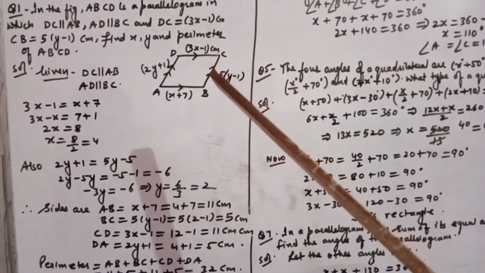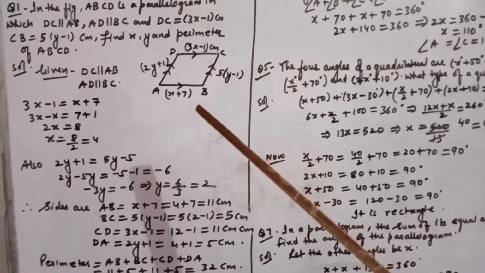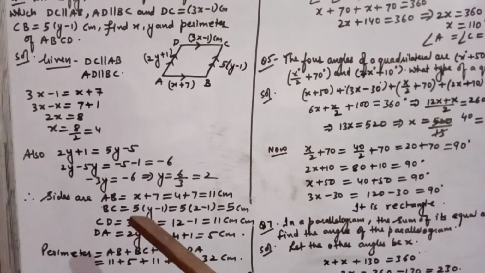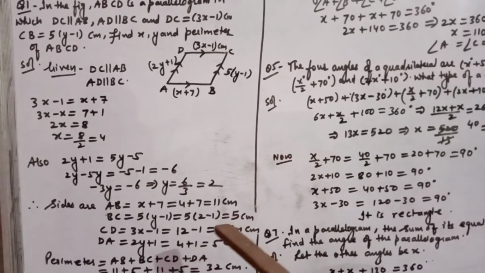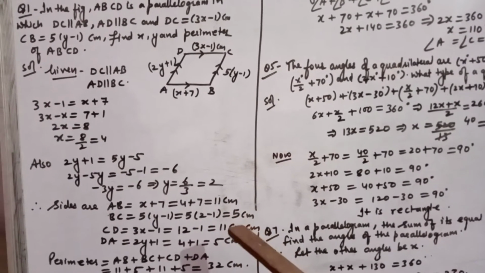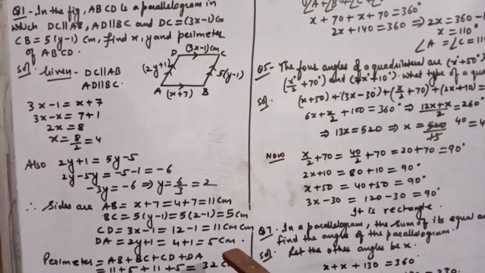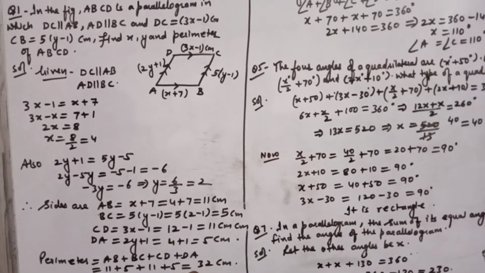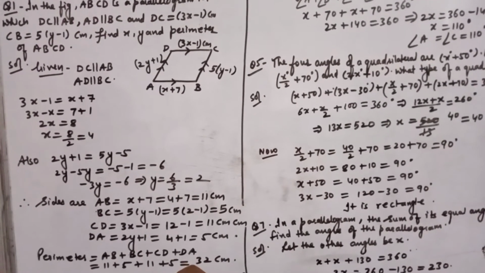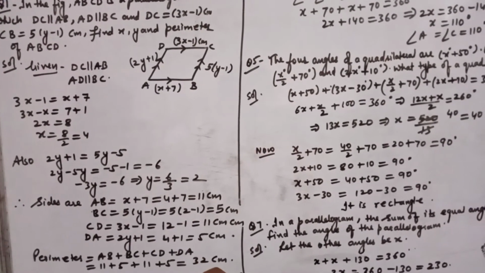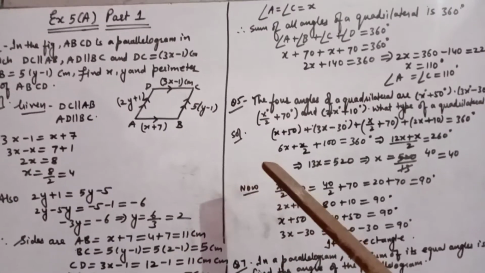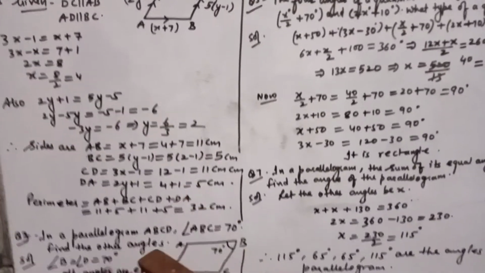Now we substitute the value of x and y on the sides AB, BC, CD and DA. When we substitute, we are getting AB equal to x plus 7, which is 4 plus 7, 11 centimeter. BC is equal to 5 centimeter, CD is equal to 11 centimeter, and DA equal to again 5 centimeter. And perimeter of a parallelogram is the sum of all its sides. So when we add all the sides, we are getting perimeter 32 centimeter. Clear?